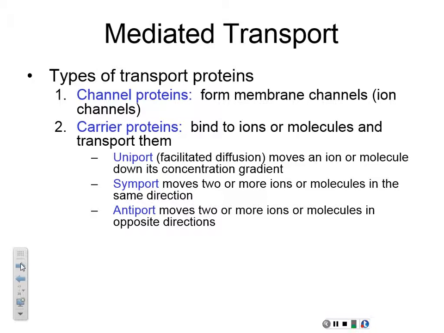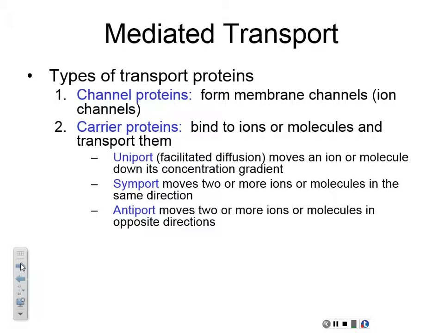Can you describe the difference between the two? Carrier protein attaches to the molecule, changes shape, and moves it through. Facilitated diffusion is one of those. But a channel has a pore that has a certain size and a certain shape, so that molecules of a certain shape and size will fit through it. Like aquaporins, okay, will only fit water through them, because water has a certain molecular shape and a certain size, right?